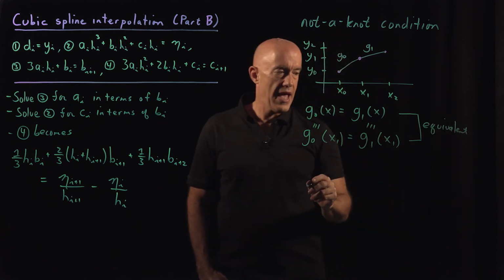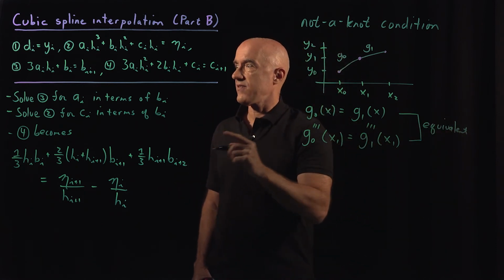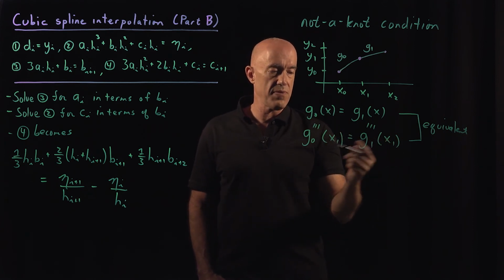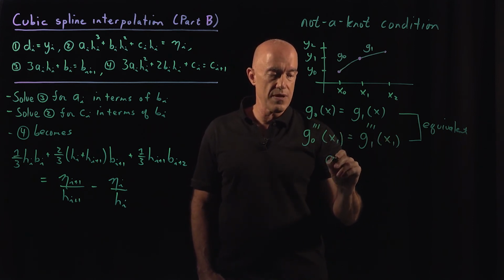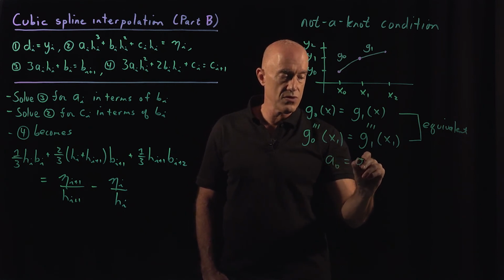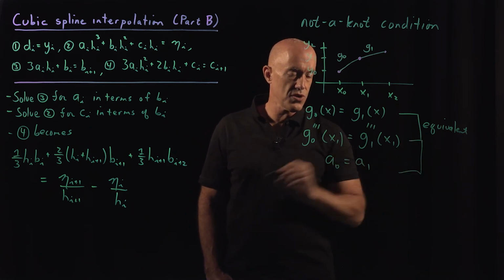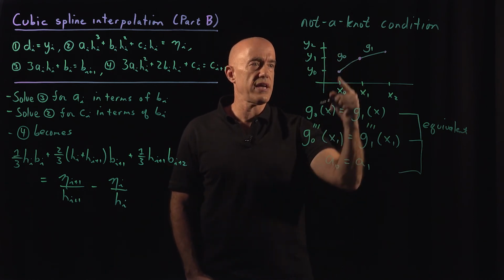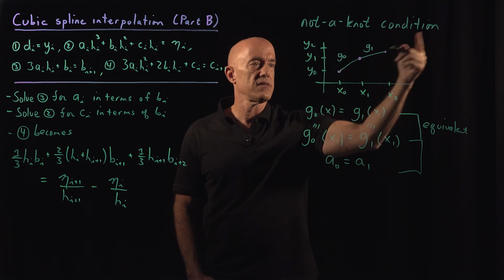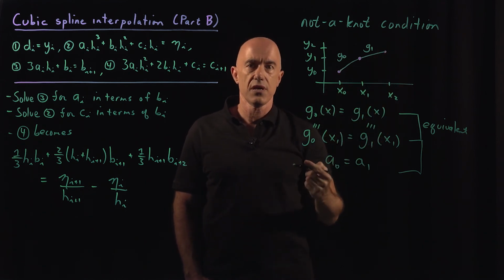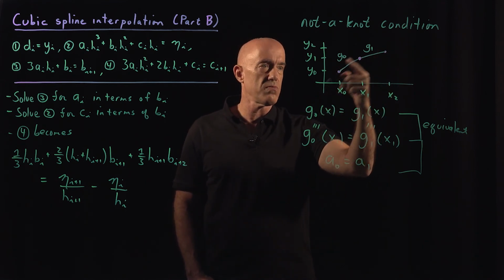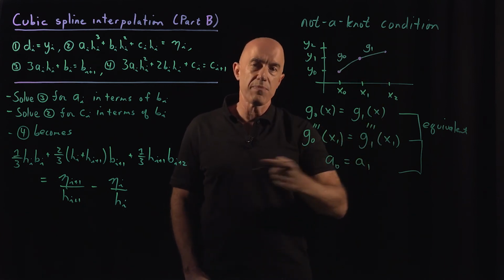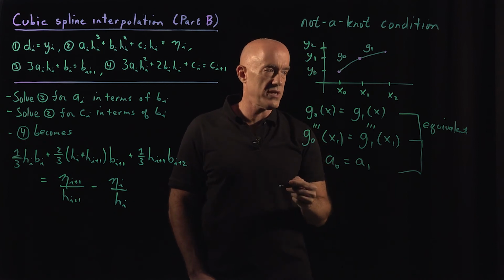And also equivalent, if you take the third derivative of the interpolating polynomial, you would end up with a0 equal to a1. So also equivalent. So one more constraint saying that the not-a-knot condition applied to the first two cubic polynomials is a0 equal a1. That becomes the first equation in the matrix.